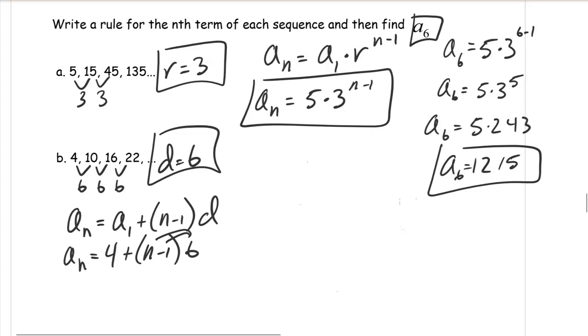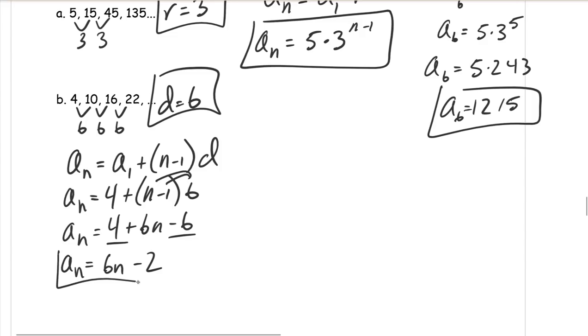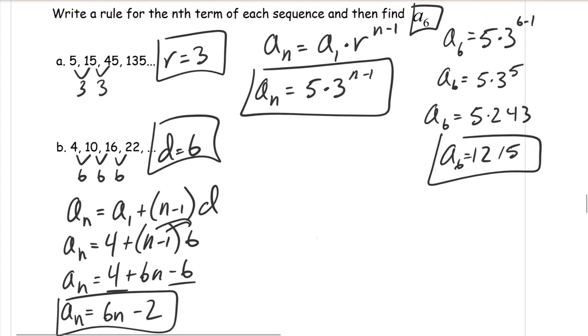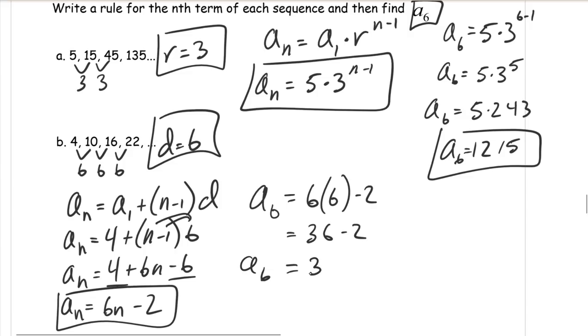We'll distribute this. 4 plus 6n minus 6. Combine our like terms, and we get 6n minus 2. Now to find the sixth term, that would be 6 times 6 minus 2, 36 minus 2. So the sixth term is 34.